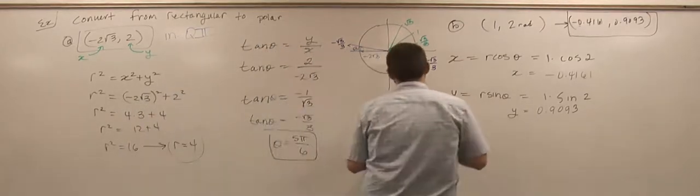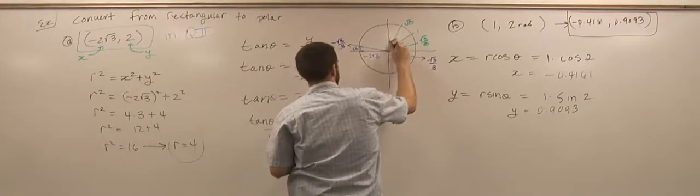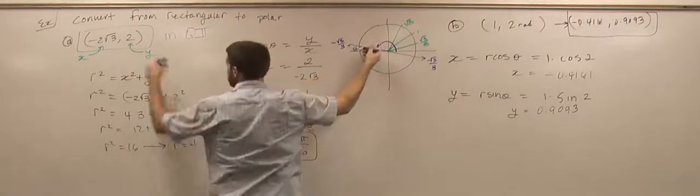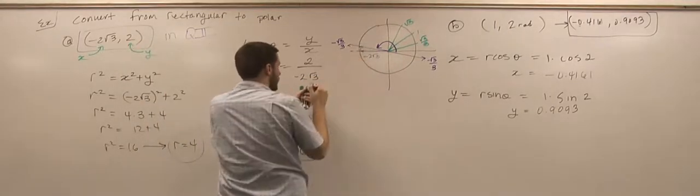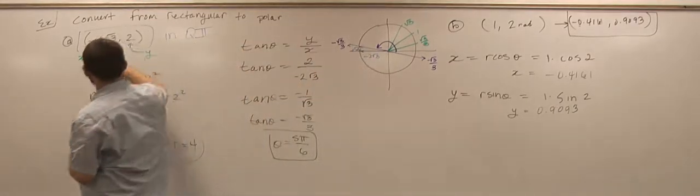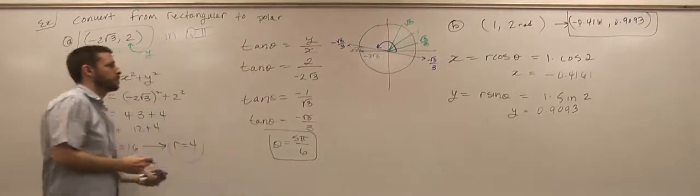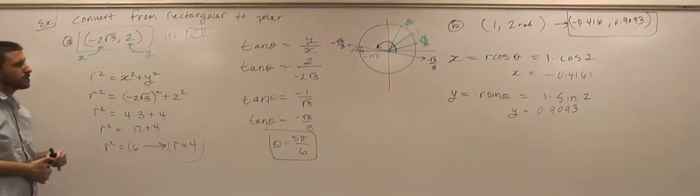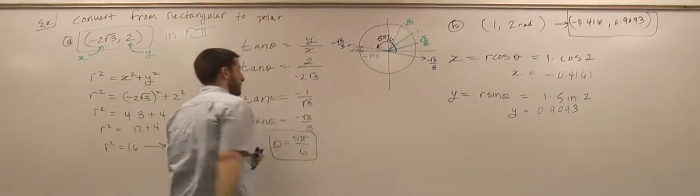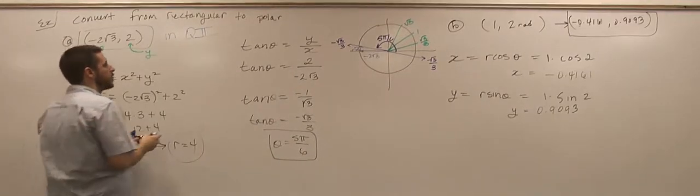I missed why you said it's in quadrant 2. If you graph this point, you have to go negative on the x-axis, which is this way, and then positive 2 on the y-axis. So because x is negative and y is positive, you have to be in quadrant 2. So my point altogether is 4, 5 pi over 6.